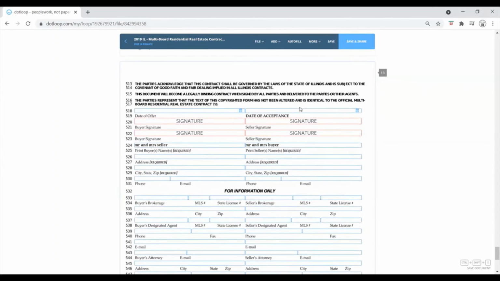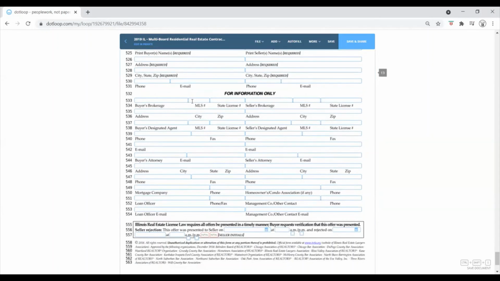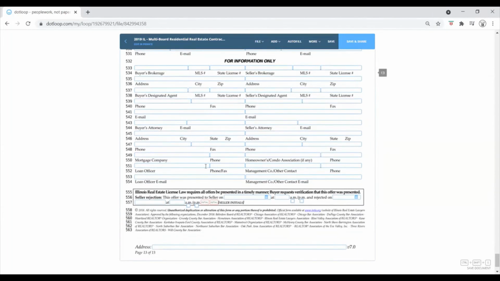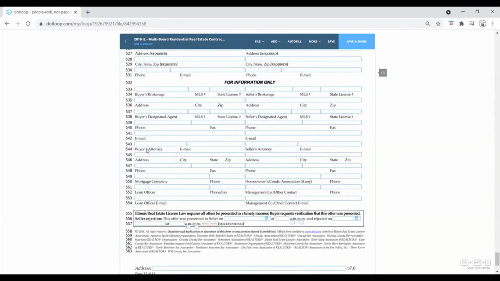Then we have our last page, which has our signatures, has all the information about us and our companies, as well as the attorneys and the loan company for the buyer side. So just make sure that you get that all filled out.